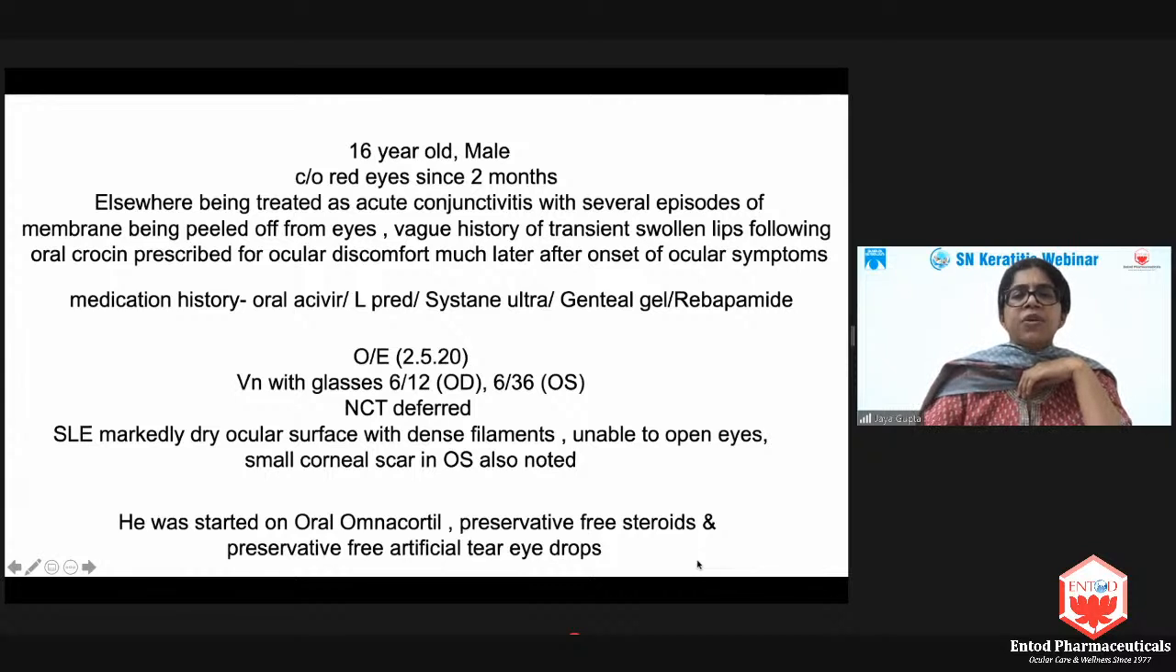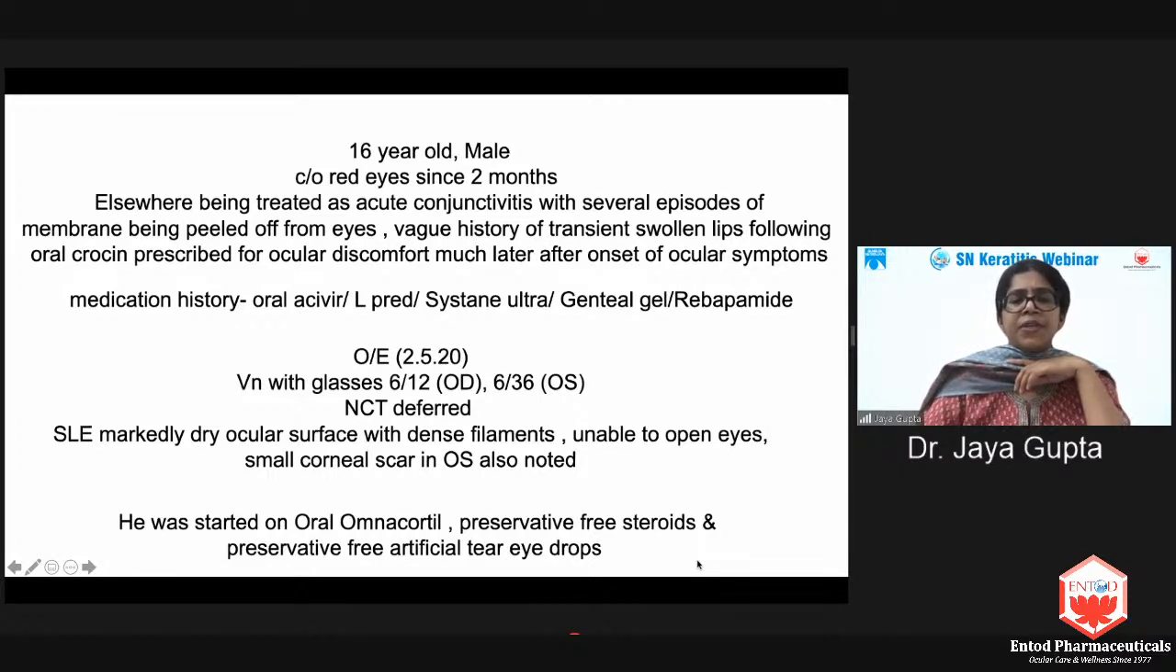There's a vague history of transient swollen lips following oral Crocin, prescribed for ocular discomfort much later after onset of ocular symptoms. Medications: he was on oral Acivir, Elpret, eye drops Sustain Ultra, Gentile gel, and ribapamide from the previous center.